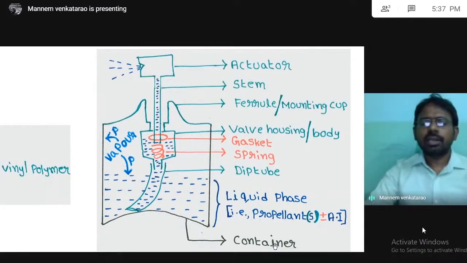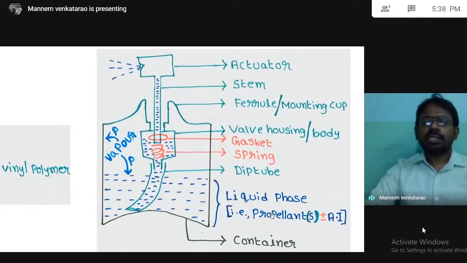First one, container. Second one, liquid phase. In the liquid phase, the important component is the propellant. So here I want to talk about the container. Second, I want to talk about the propellant. Third, I want to talk about the valves. Next, this is called basic aerosol technology. Every aerosol system contains three basic components: one is the container, second is the liquid phase, third is the valves.